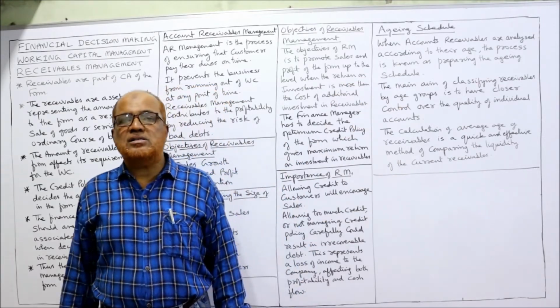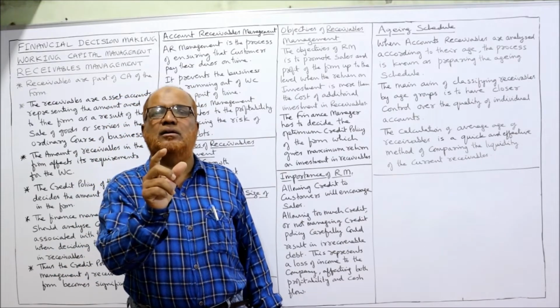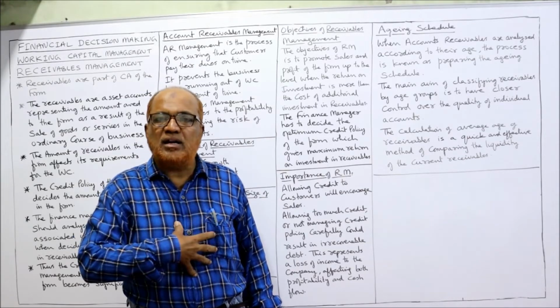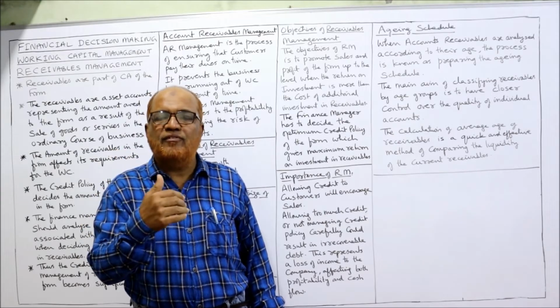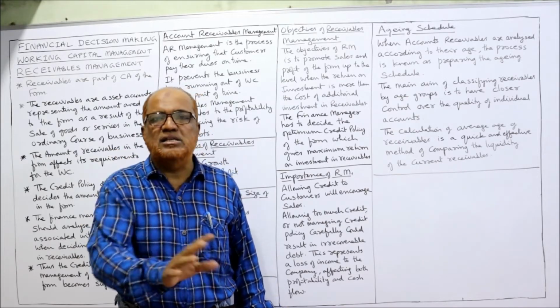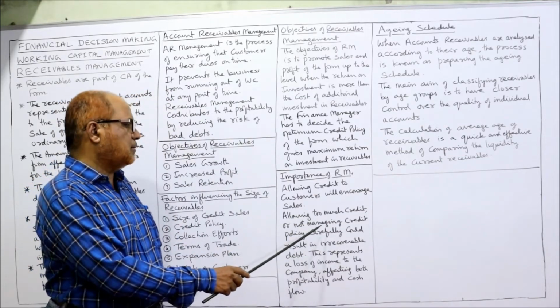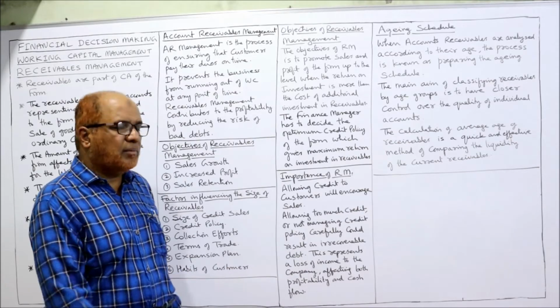How to retain the customers means we have to make a prudent credit policy, receivables management, so that we should get more advantage from receivables management. We should get more return from the investment in receivables, right? And allowing too much credit or not managing credit policy carefully could result in irrecoverable debt.